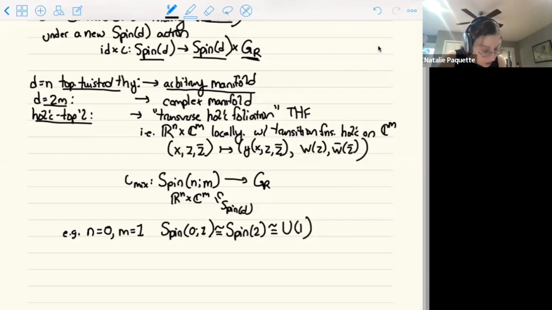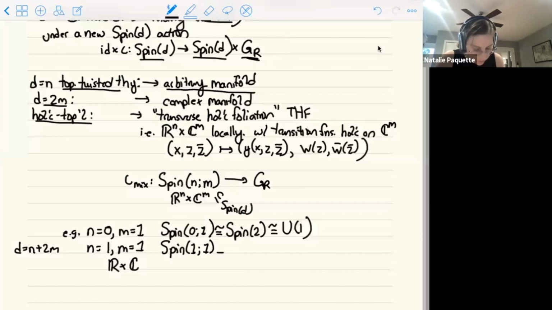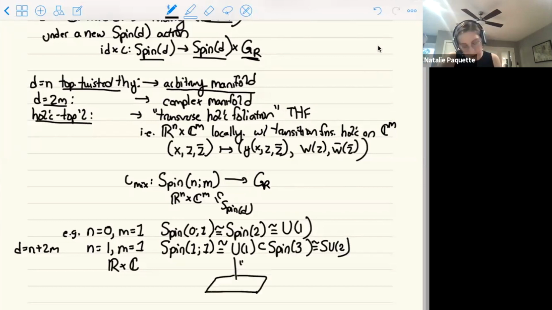If I have some three-dimensional theory that's like R cross C, so n equals 1 and m equals 1, remember D is n plus 2m, then that group I would call spin 1,1, which is just another U1 subgroup of spin 3. Spin 3 is like SU2, so this is like a U1 inside of SU2. Again, it's just the subgroup of the Lorentz group that preserves the splitting between real and complex directions. So it's just the U1 symmetry that's rotating the complex plane around the real axis.